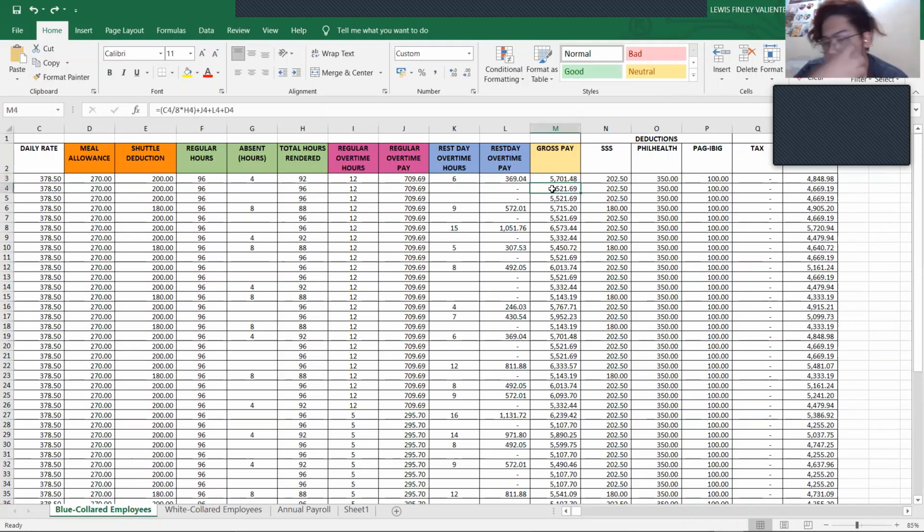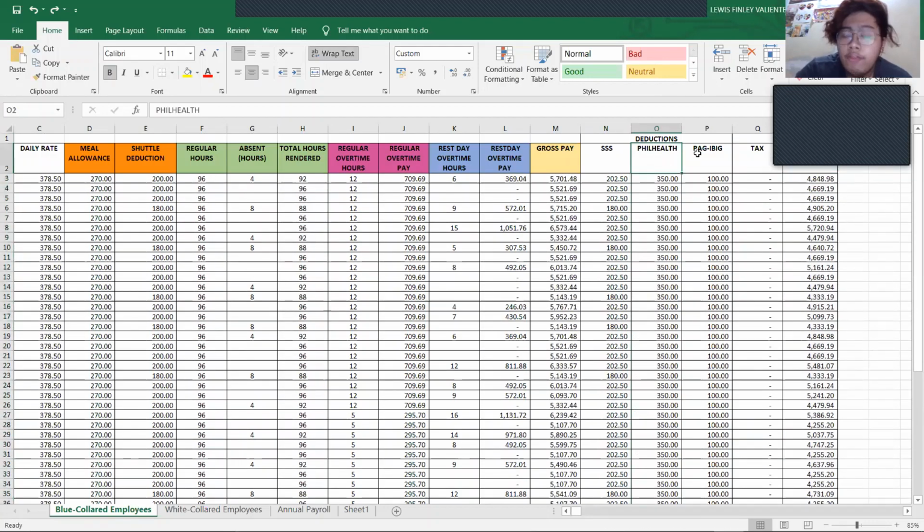For the gross pay, again, we need to compute for the hourly rate, daily rate divided by 8, multiplied by the total hours rendered here. And then the meal allowance, the regular overtime pay, and the rest day overtime pay are added to get the full gross pay. For the SSS, we need to refer to the SSS contribution table to get the numbers here.